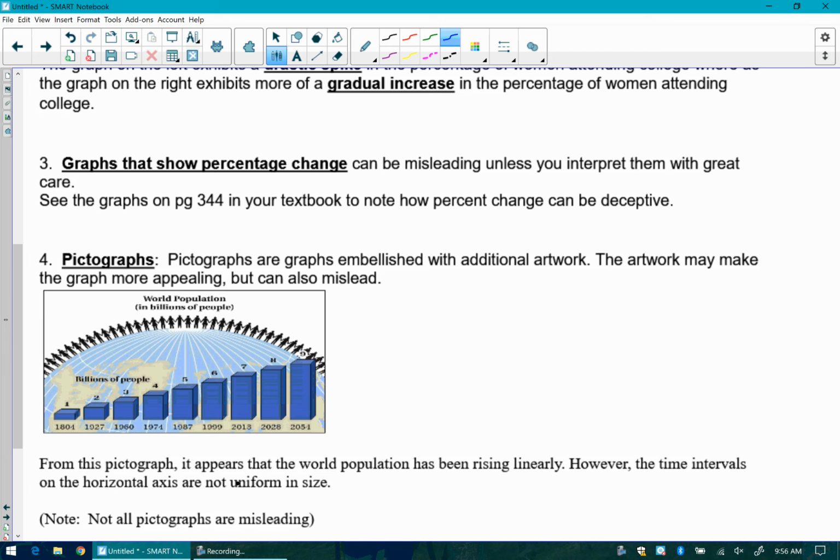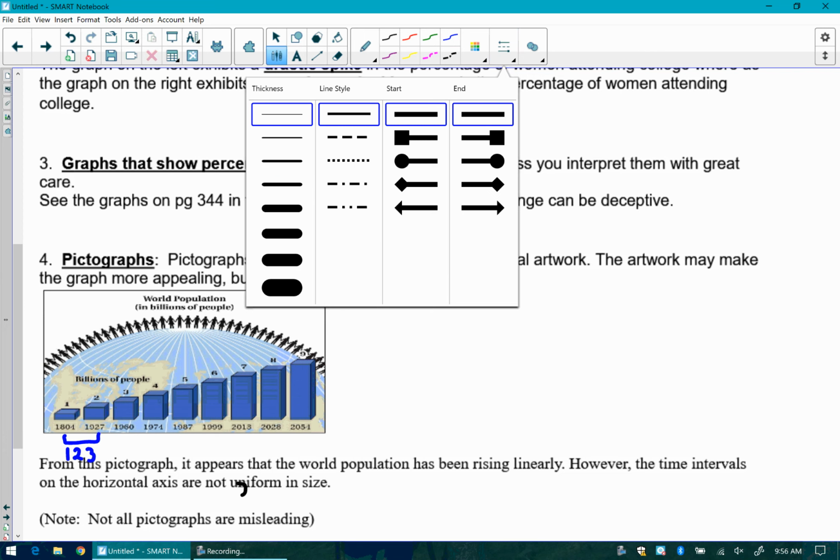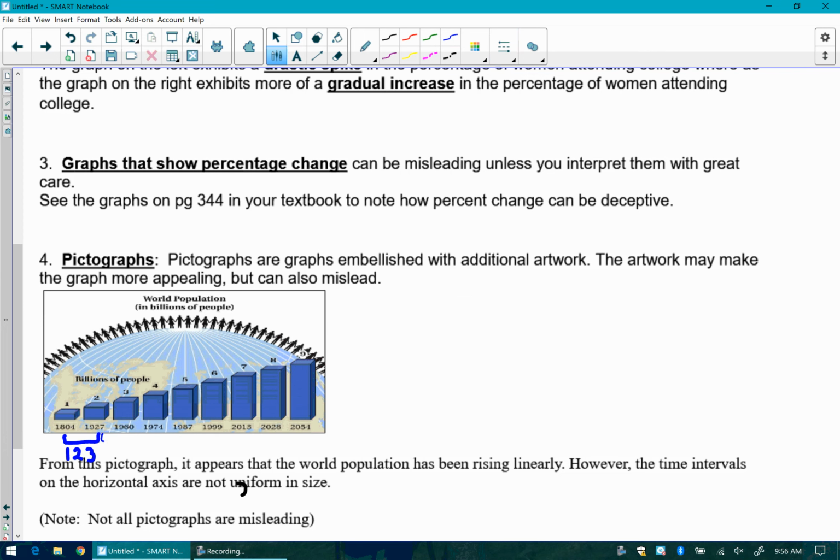And so what they're showing is that from 1804 to 1927, which is a difference of 123 years, the population has increased by 1 billion. However, the next set of years from 1927 to 1960, that's only representing 33 years, it's increased by another billion. And then it takes 14 years for it to increase by another billion. And then I'll do this one more time. It's 13 years from 74 to 87. That's 13 years it takes to increase another billion.